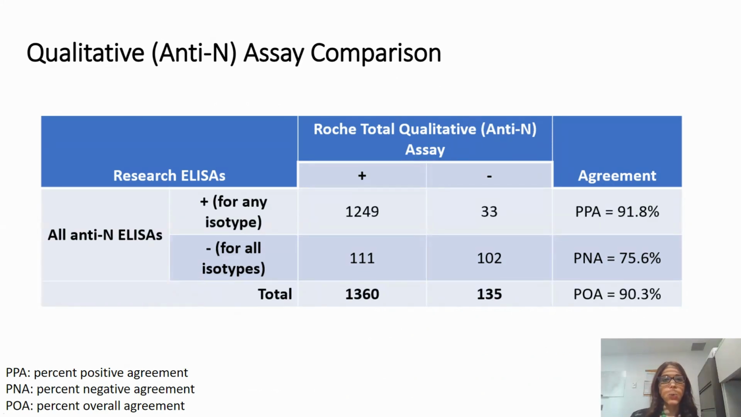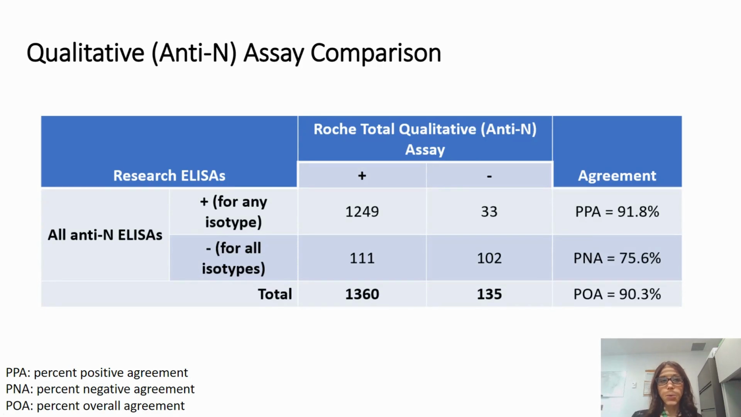All right, so next we did a method comparison between the Health Canada approved Roche assay shown at the top of this table and the research ELISA shown to the left, because we use both of these assays in the study. And we did this to assess how well the data would compare. So this is the comparison for the anti-nucleocapsid across both assays. And we calculated the percent positive agreement, negative agreement, and the overall agreement.